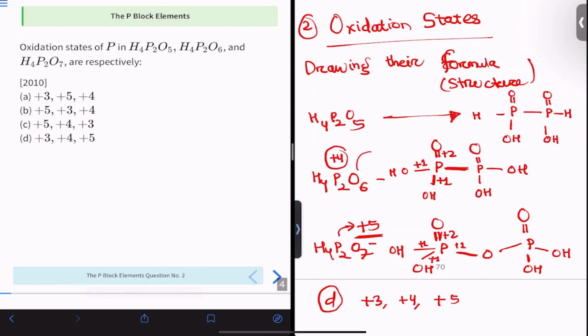This is the structure for H4P2O5, this is the structure for H4P2O6, and this is the structure for H4P2O7. Okay, the oxidation state is +3: two bonds with oxygen and one bond here with oxygen, so +2, +1, +3. Okay, so I hope you understood how to calculate the oxidation states in these compounds. It's very easy if you remember the structures of these compounds, or else it will be difficult. So again and again, draw the diagrams. You will eventually remember.